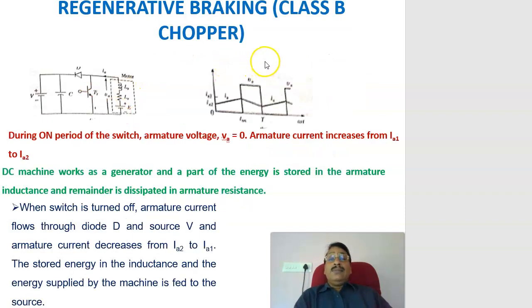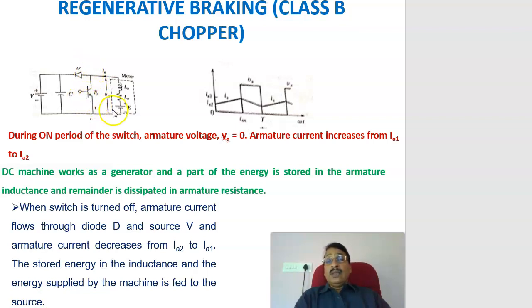What I explained previously was the motoring operation, where we used a chopper that we call class A chopper. But this is called class B chopper, which is used for regenerative braking. In it, the positions of the diode and transistor are reversed, and the diode polarity is also reversed. The diode drives a current from the motor into the source, and the switch is across the motor.